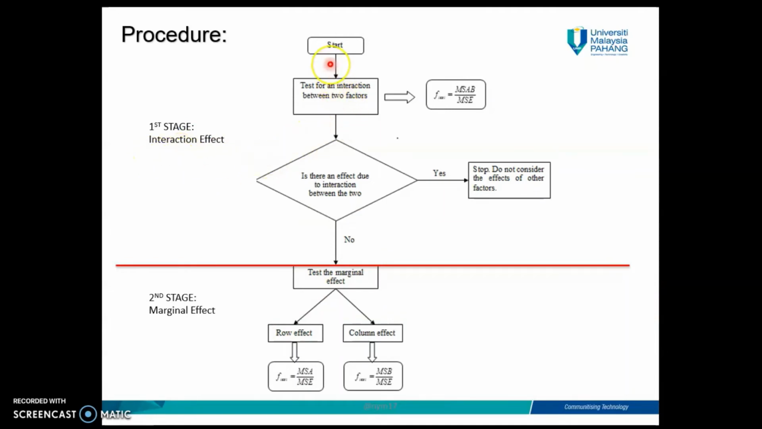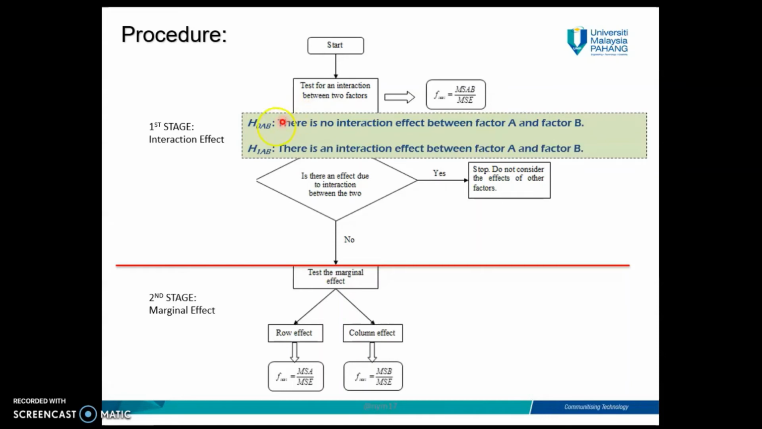So what do you do in this first stage, class? What we do here is we want to test whether factor A and B interact with each other to give effect on the response. In your null hypothesis, you will state that there is no interaction effect between factor A and factor B, meaning that these 2 factors do not interact with each other to give effect to your response, to your dependent variable.